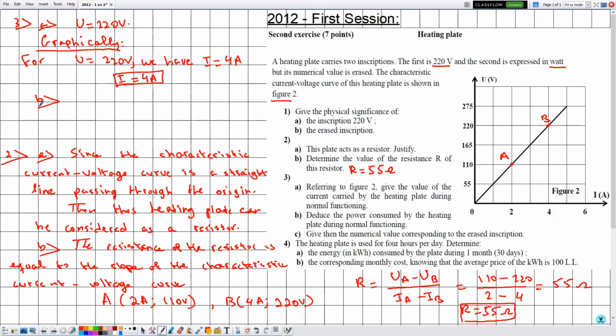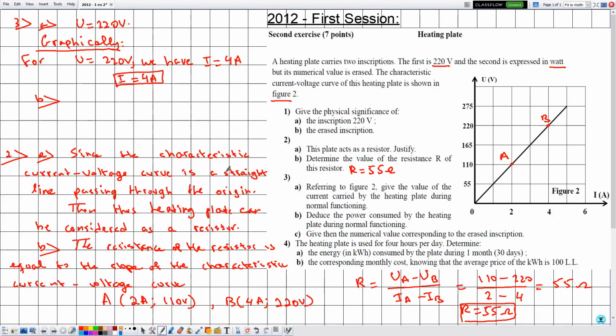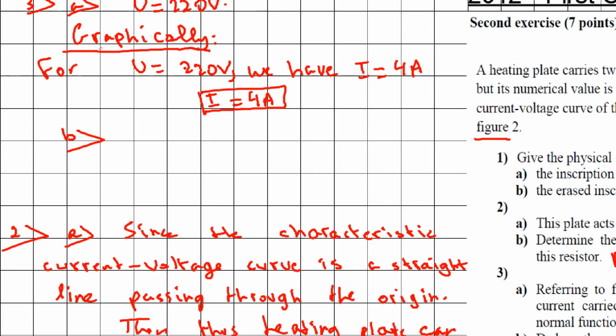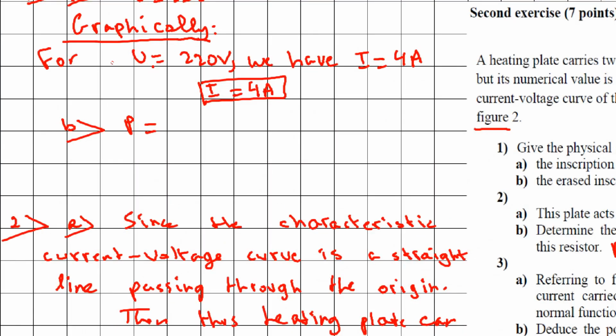Now in part B, they are telling me to deduce the power consumed by the heating plate during normal functioning, and deduce means that we need to use the part just before. So in part A, we have determined the value of I corresponding to U under normal functioning. Then the power that we will be calculating is the electric power under which the heating plate functions normally, because it corresponds to the rated voltage and the electric current under normal functioning.